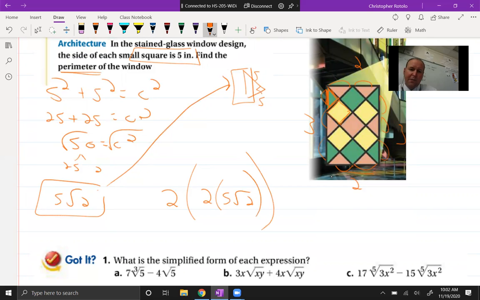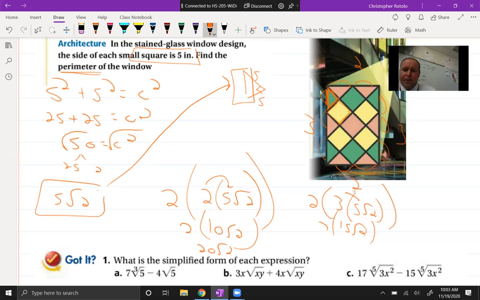Okay, so the next thing we have to figure out is how do I multiply these, right? So if we have numbers on the outside, we can multiply it. So this is 10 root 2. So it becomes times 2 is 20 root 2 on the outside. Same thing with the other side. So if I had 2 times 3, 5 root 2's, then I get 15 root 2 times 2. So I get 30 root 2.